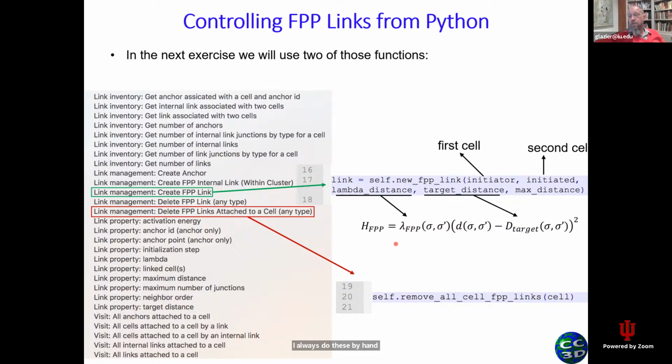Another one that's pretty useful is remove all cell FPP links on a cell. That'll break all of the links attached to that cell. Okay.